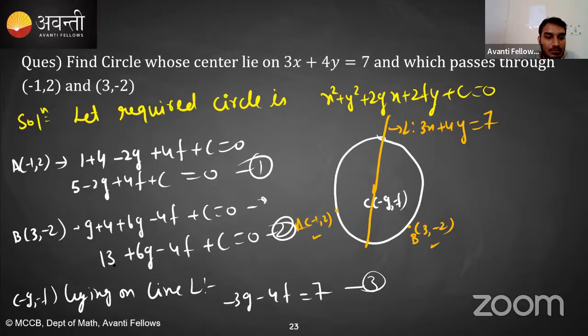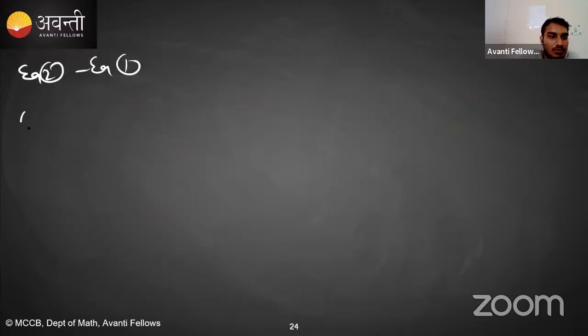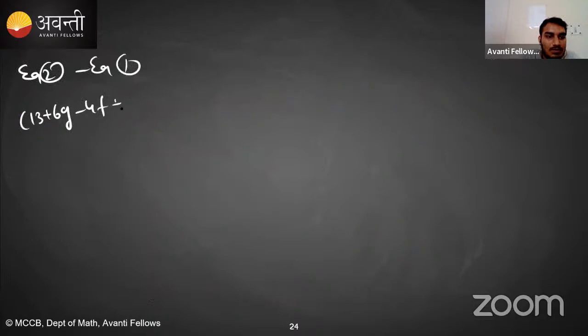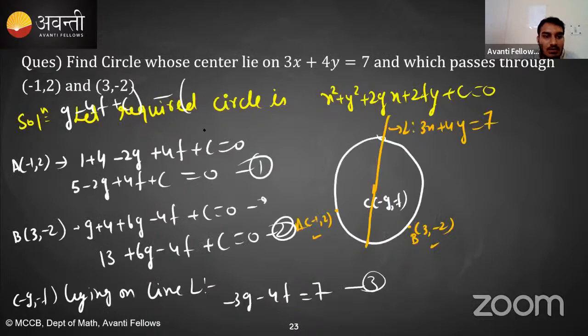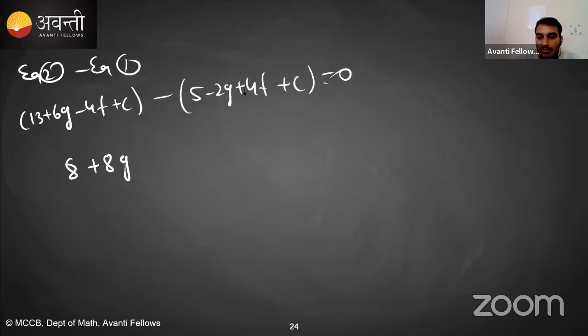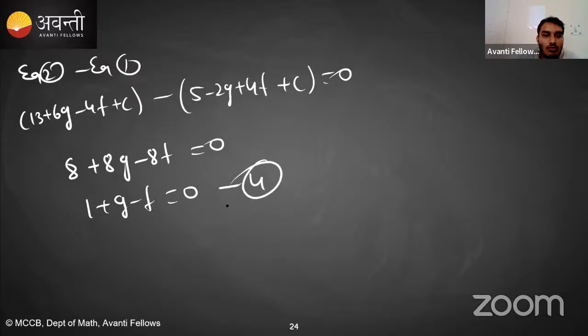What is equation 2? 13 plus 6g minus 4f plus c is equal to 0. What is equation 1? 5 minus 2g plus 4f plus c is equal to 0. So what will you get? 13 minus 5, 8. 6g plus 2g, 8g. Minus 4f minus 4f, minus 8f, equal to 0. So it implies 1 plus g minus f is equal to 0. Let's call this equation 4.